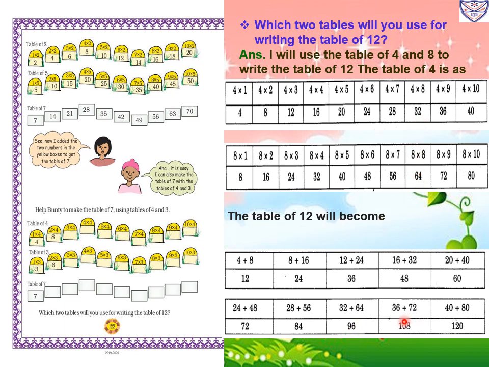Now 12 9s are 108. For that we will add 36 and 72. So we will get 108. Now 12 10s are 120. So for that we will add 40 and 80. So we will get 120. So this way we will make the table of 12.